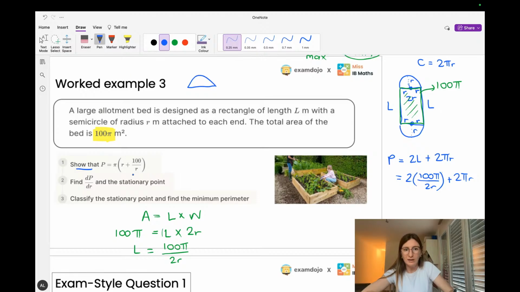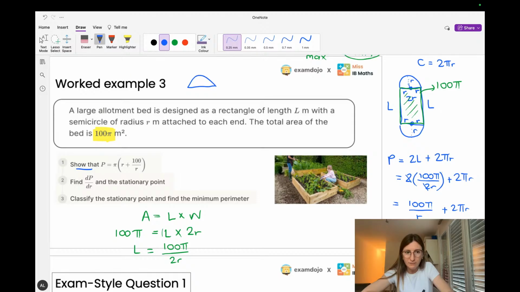It's not really looking like that. So I'm going to simplify a little bit and see what we get. I can see that there's a 2 here and a 2 here that I'm going to cancel out. So I get 100 pi over r plus 2 pi r.